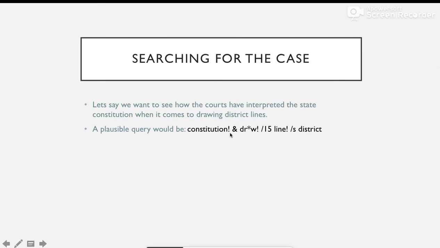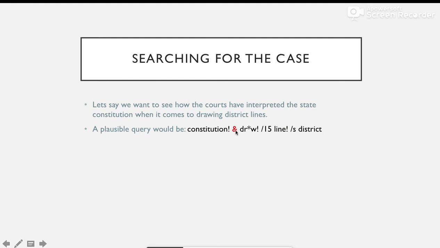Now, obviously, it's not just written out in plain English. There are a lot of symbols and connectors here. So what do all these mean? First of all, let's start with the exclamation points. These are extenders. They basically take this base word and draw it out. So instead of constitution, this could be constitutional. Instead of line here, this could be lines or lined. They take a word and extend it out for any possible alternative variation of it.